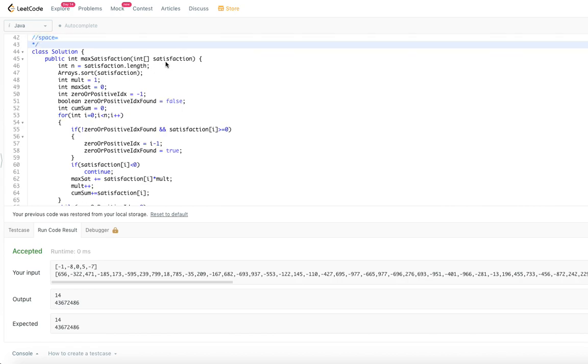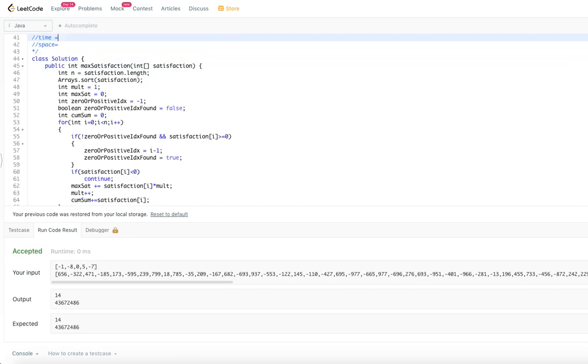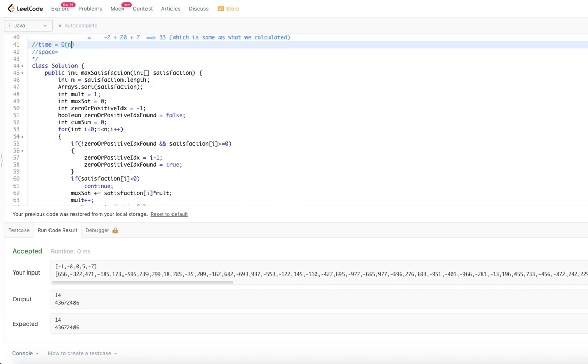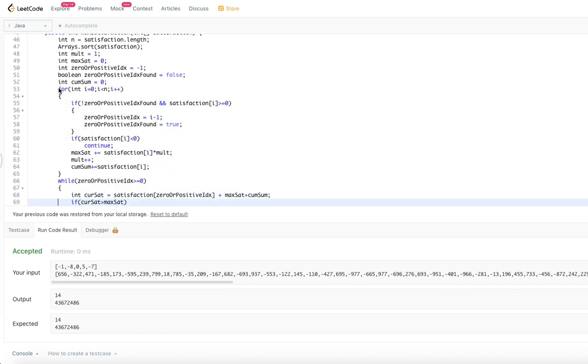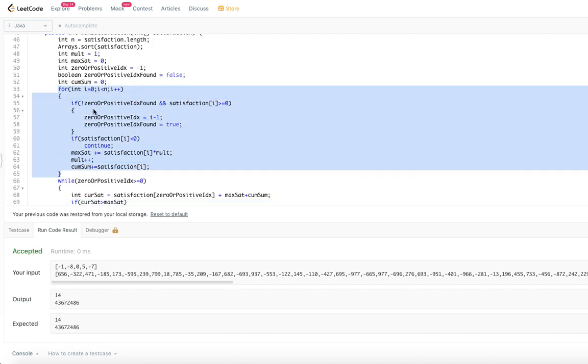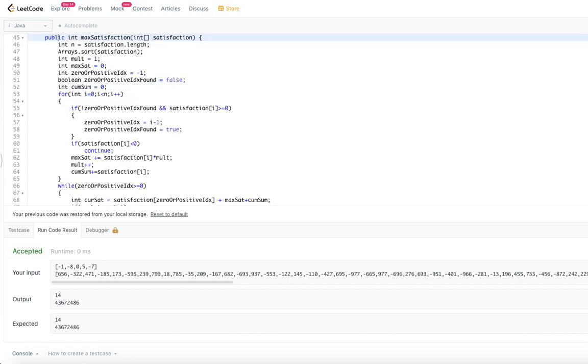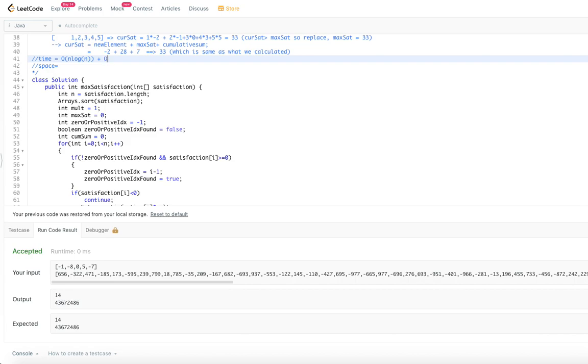Arrays.sort. Let's say n is the length of the satisfaction array. Any sort, we would say, takes order of n log n. So the time will be order of n log n for the sort, plus, through this for loop we are going from 0 to n, and we're not doing anything else. That means one for loop which will take order of n time.